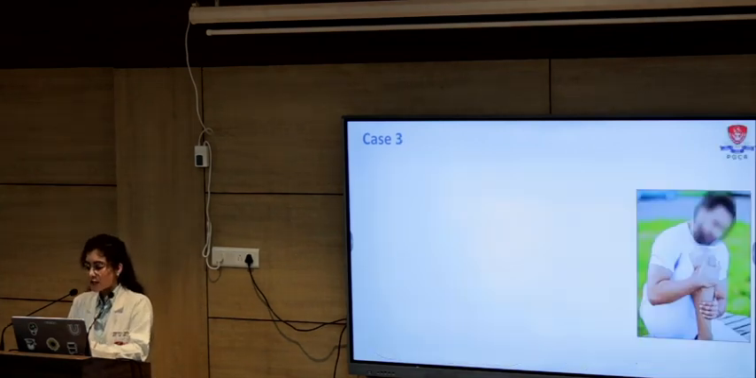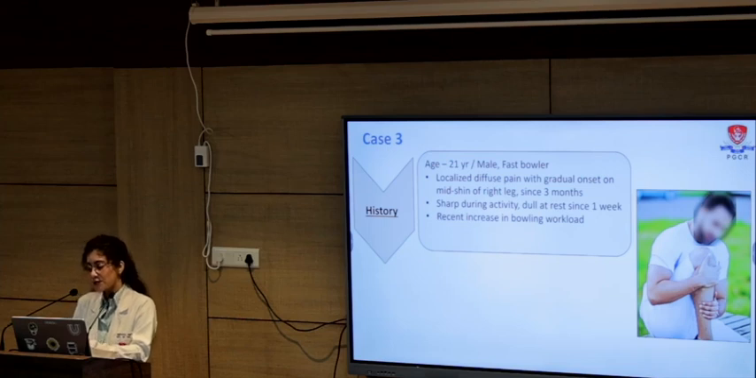Coming to the third case, a 21-year-old fast bowler came with gradual onset of pain in the mid-shin of the right leg. Pain began 3 months ago, initially after long bowling spells, and persisted even during walking. He described the pain as localized and sharp during activity and dull at rest since 1 week. It has worsened with running and on impact. About training history, he mentioned there was a recent increase in bowling workload from 30 overs per week to 60 overs per week with no previous injuries.